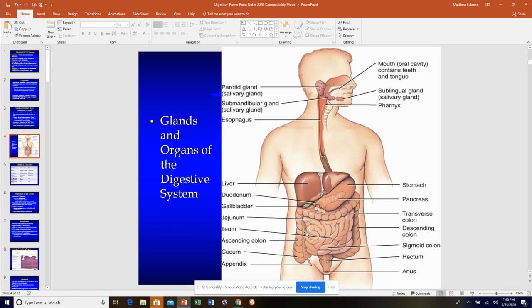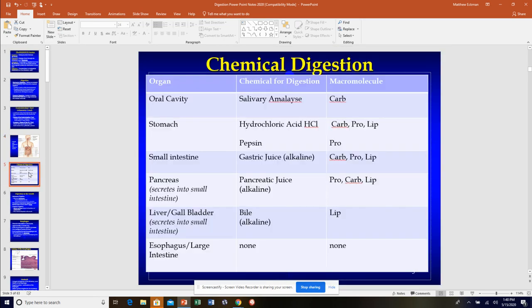But as you look at this, you get a feel for these accessory organs that don't come into direct contact with food, like the liver, the pancreas, or the salivary glands, but they secrete materials that help us digest our food. This is a great one-stop shop for all of the different areas for what's happening with chemical digestion.